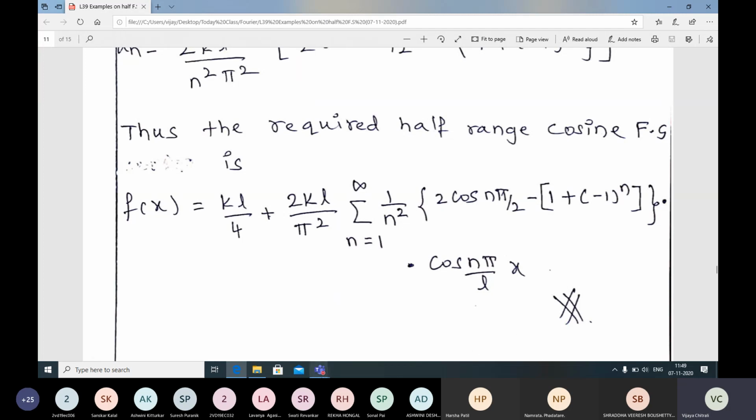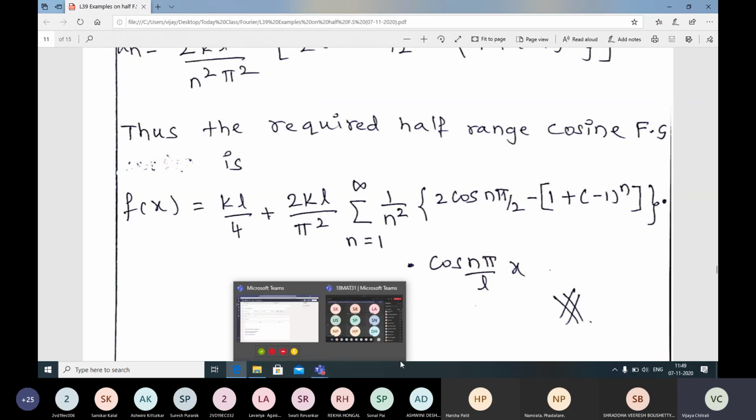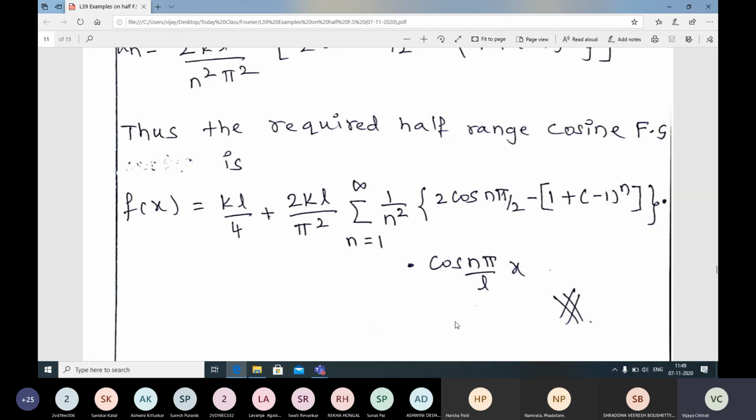So today I'll stop here only, and in tomorrow's or next class also, we'll solve some more examples on this half range Fourier series.